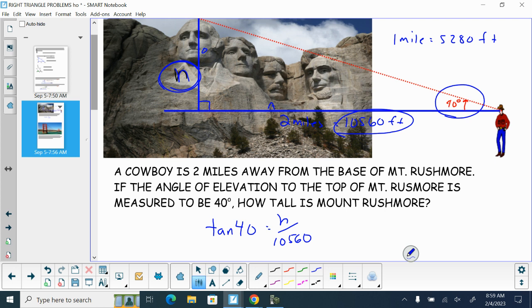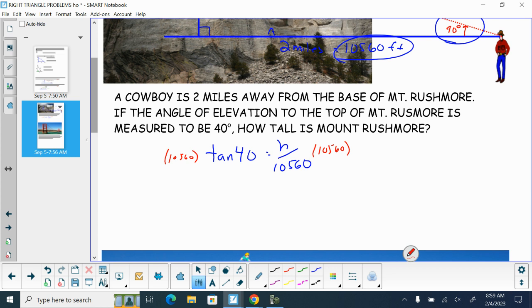So we should be multiplying both sides by 10,560. So we have 10,560 times the tangent of 40. You should come down to 8,860.9 feet.